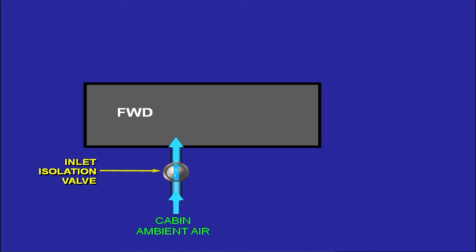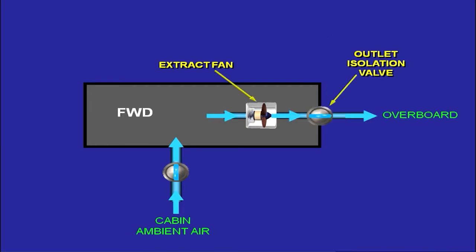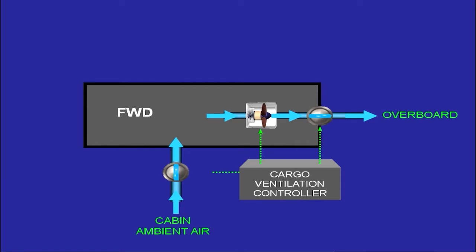Ambient air from the cabin area enters the cargo compartment via an inlet isolation valve. The air is removed from the compartment either by an extract fan or by differential pressure. The air is discharged overboard via an outlet isolation valve. The operation of the two isolation valves and the extract fan is controlled automatically by a cargo ventilation controller.